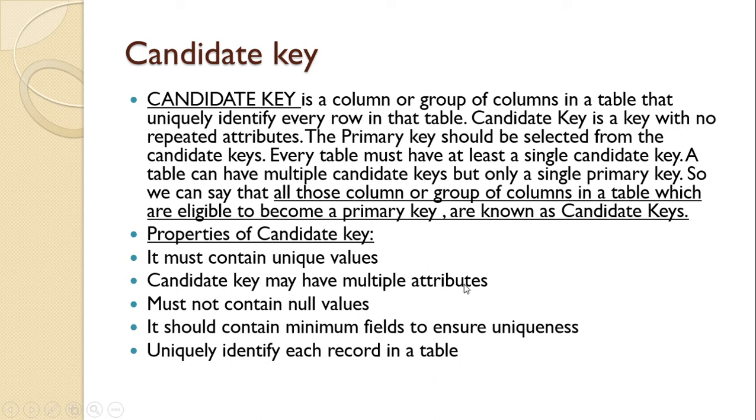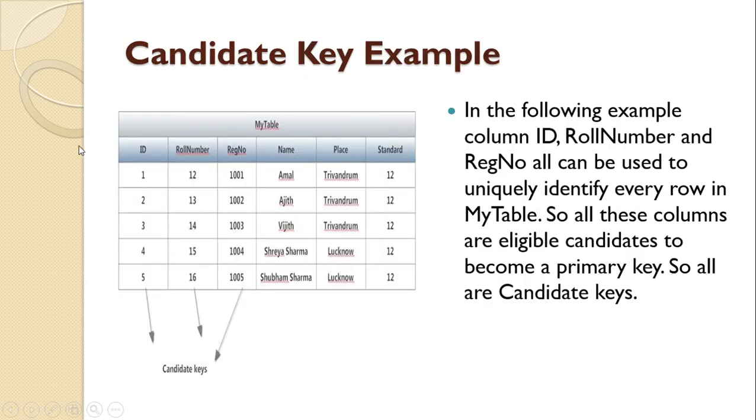Okay. Now, example of candidate key. Here is my table, and here are three columns which have the unique value. Column ID, column roll number, and column registration number all have unique values. We cannot see the duplicate value in ID or duplicate value in roll number or duplicate value in registration number. All the three columns contain the unique value.